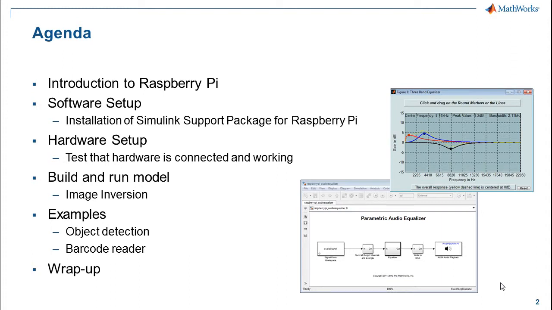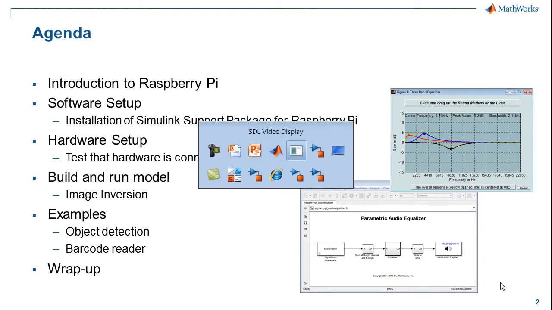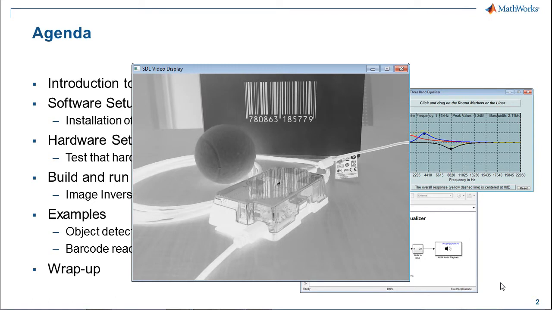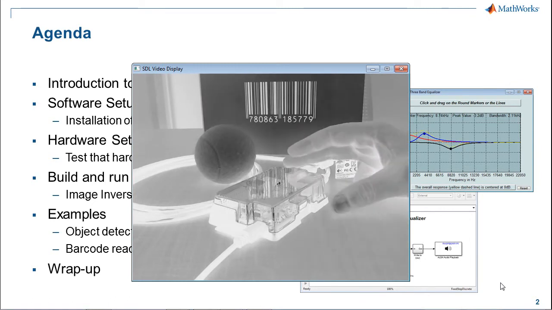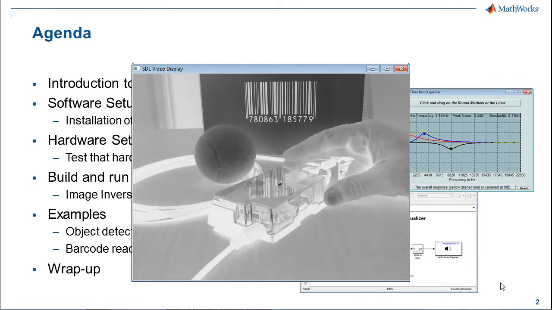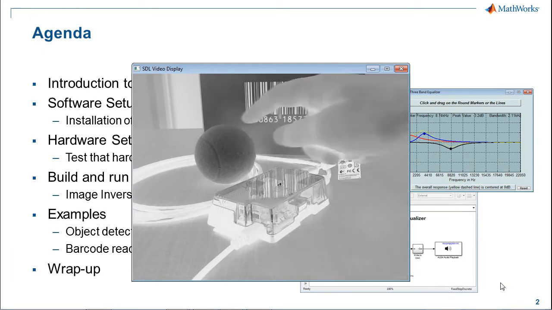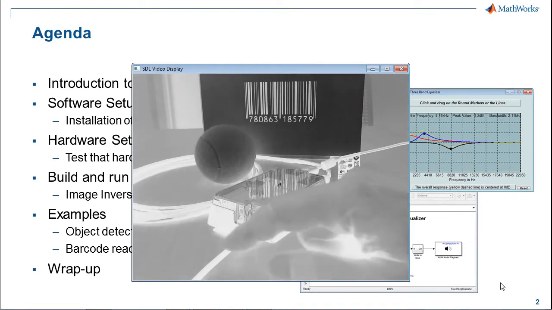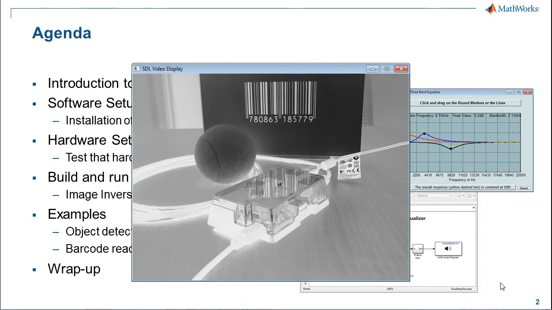First of all, let's have a quick look at a working system. So there's my image inversion example. You can see my Raspberry Pi. You can even see the lights flashing. I've got some other props, including a barcode and a green tennis ball, and you can see some of the various cables. I'll go into detail on all these parts later.